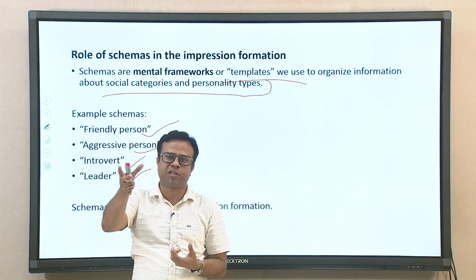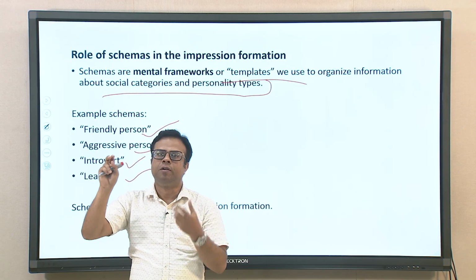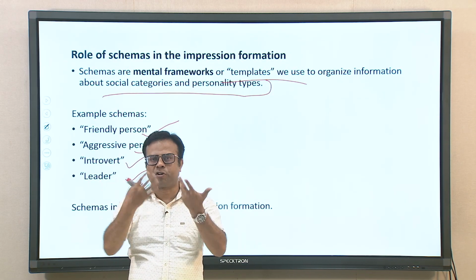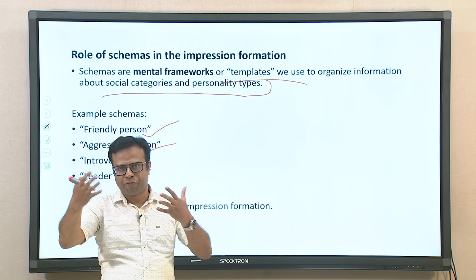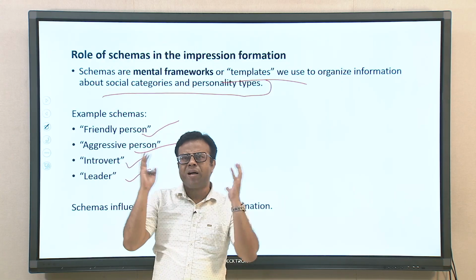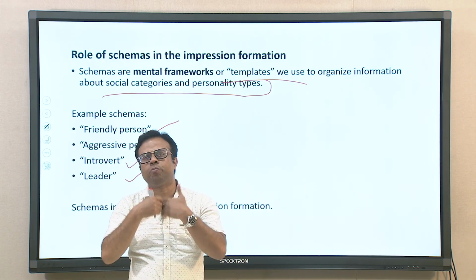The moment you judge someone as introvert, someone as extrovert, then your whole impression of the person also changes according to the impression that we form. So, schemas are broad mental frameworks that we use to make decisions.